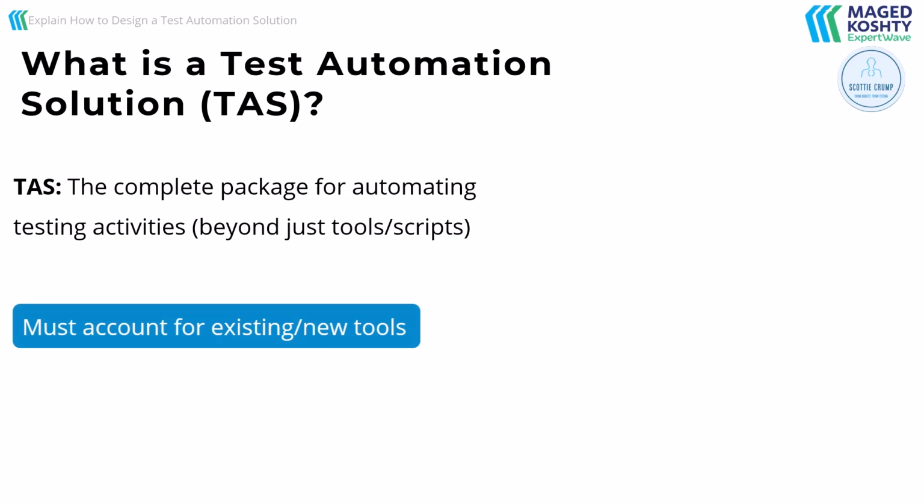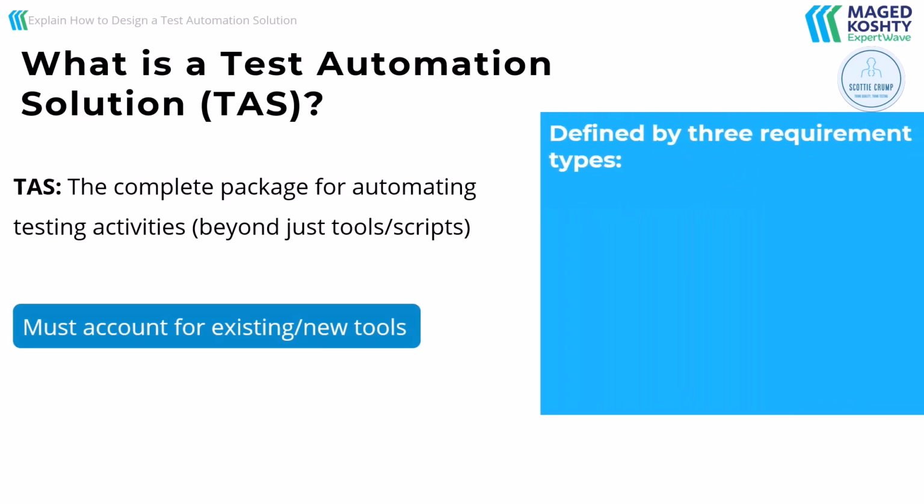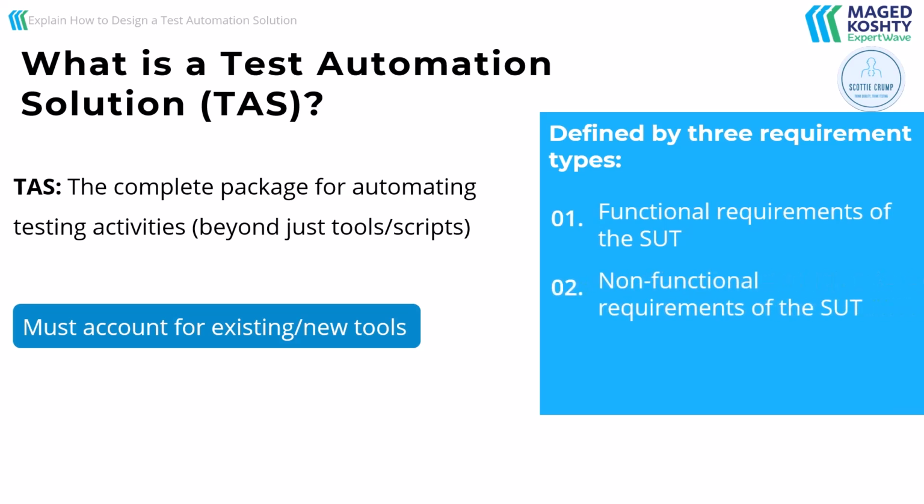A test automation solution is defined by understanding three key types of requirements: functional requirements of the system under test, non-functional requirements of the system under test, and technical requirements. Plus, you'll need to know about existing tools or tools you'll need to implement your solution.